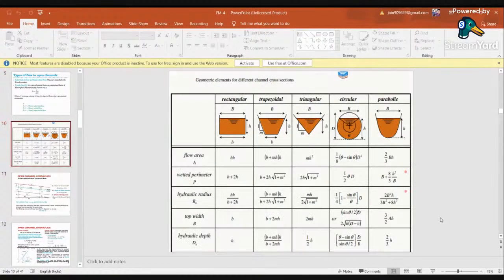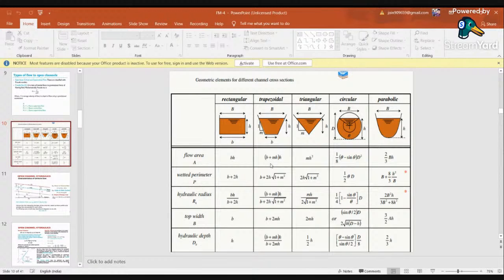Now, before moving further, these are a few equations or formulas which you can use for calculating various parameters like area, wetted perimeter, hydraulic radius, top width, and the hydraulic depth for the common sections without using the concept of most economic channel section, as we will see a couple of slides later. Okay, if your section is rectangular, then your area will be B into H.